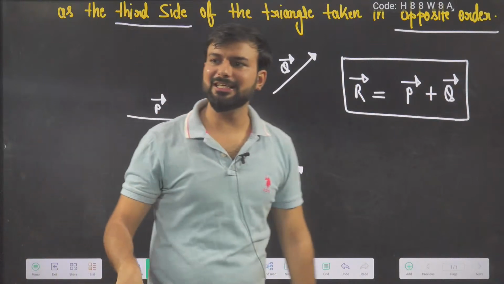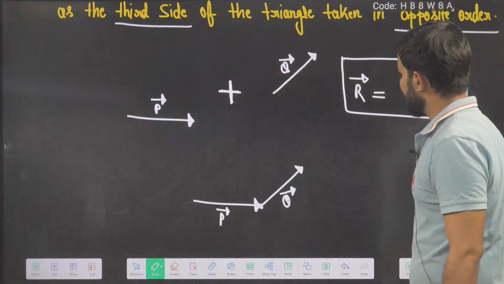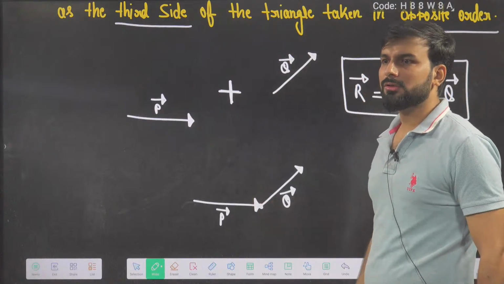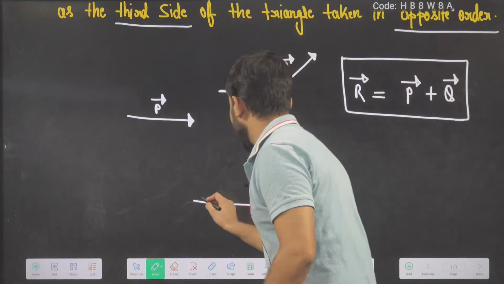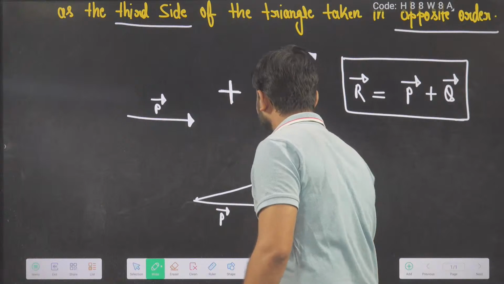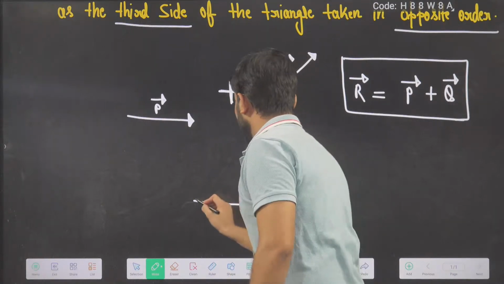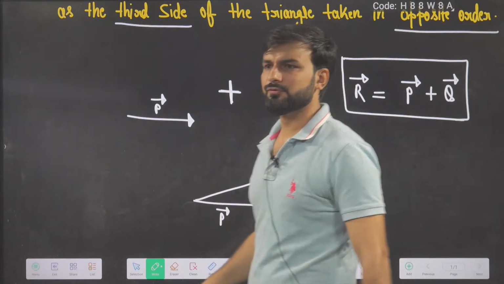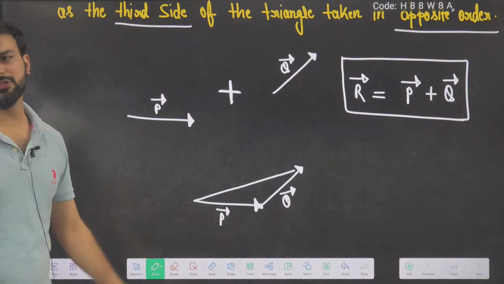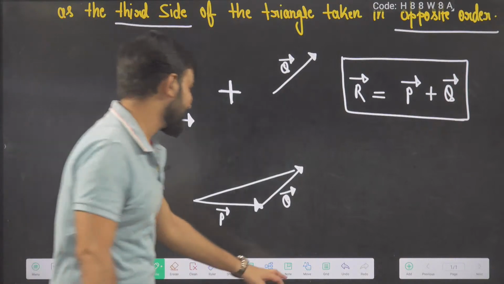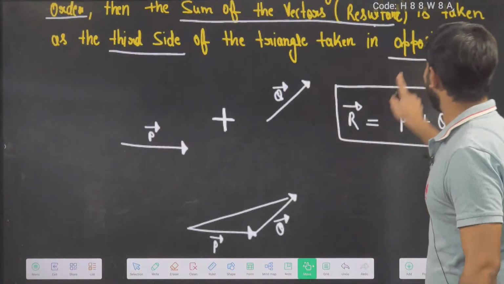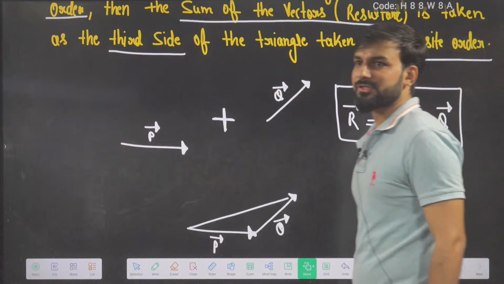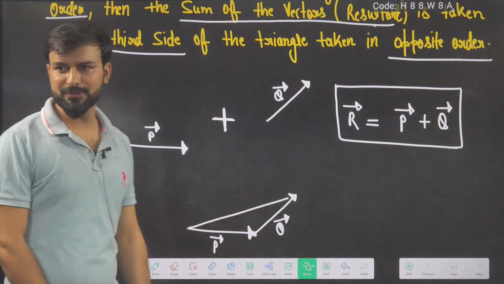How do we get the resultant vector? What is the definition? Two sides are already formed, so I have to form what? The third side. This is the third side. Form the third side, yes or no? This is your r vector. But the most important line here is: taken in opposite order. What is the meaning of opposite order?